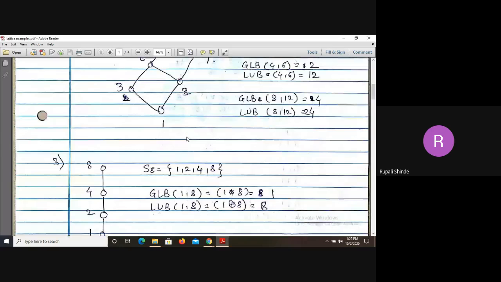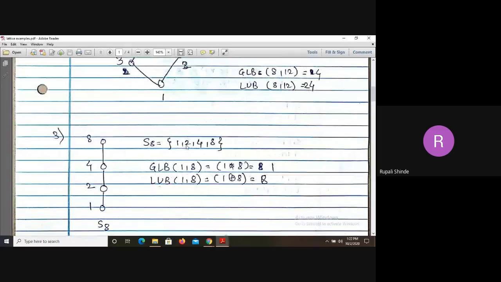Likewise, we have to find the next one for S8. Here the integer given is 8. First of all, we have to find the divisors of 8, and those divisors are 1, 2, 4, 8. Now we have to draw the lattice for this. The first element is 1. 1 divides 2, 2 divides 4 and 4 divides 8.